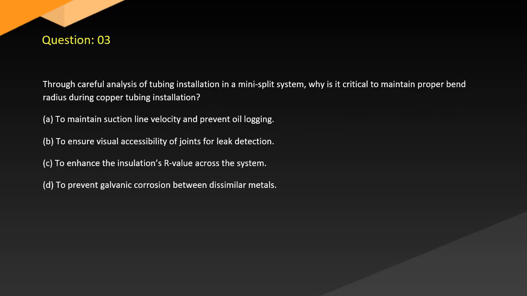Question 3. Through careful analysis of tubing installation in a mini-split system, why is it critical to maintain proper bend radius during copper tubing installation? A. To maintain suction line velocity and prevent oil logging. B. To ensure visual accessibility of joints for leak detection. C. To enhance the insulation's R-value across the system. D. To prevent galvanic corrosion between dissimilar metals.